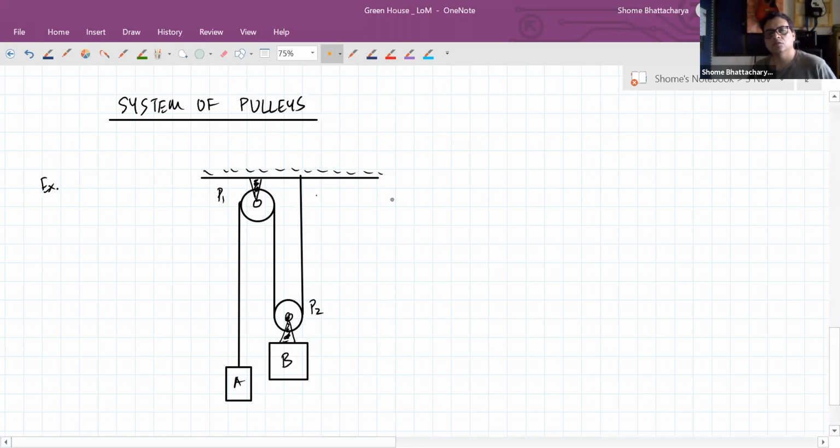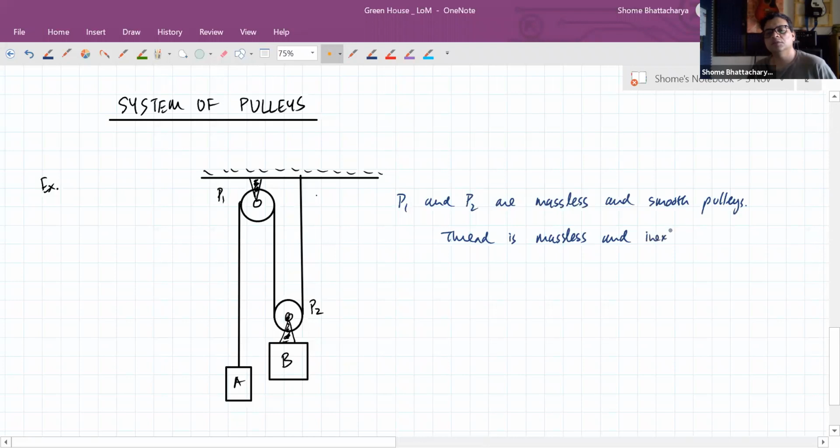Okay. So P1 and P2 are massless and smooth pulleys. The thread is of course also massless and inextensible. Okay. And suppose given the mass of the block A is 20 kilograms.